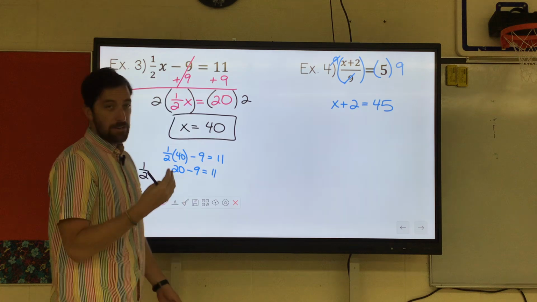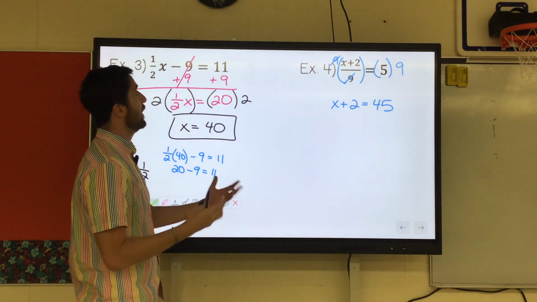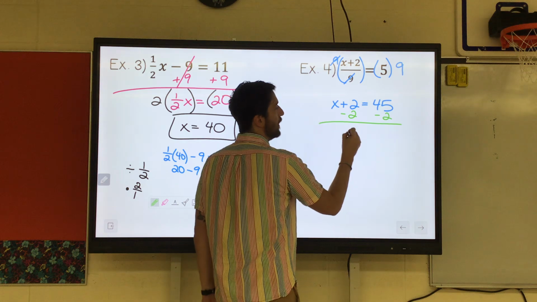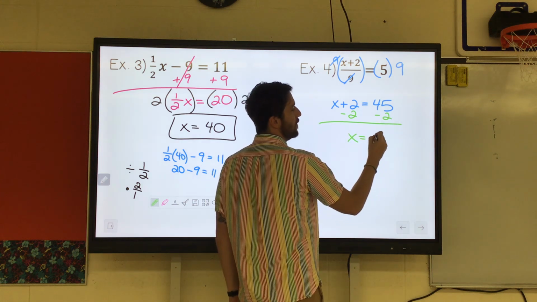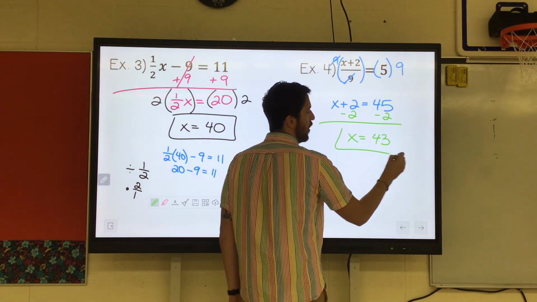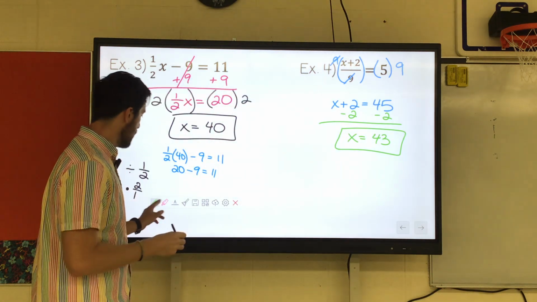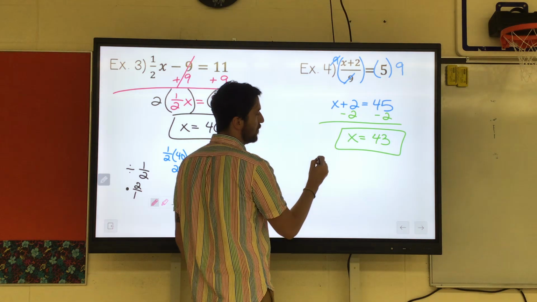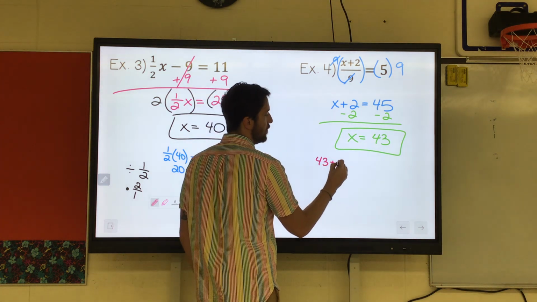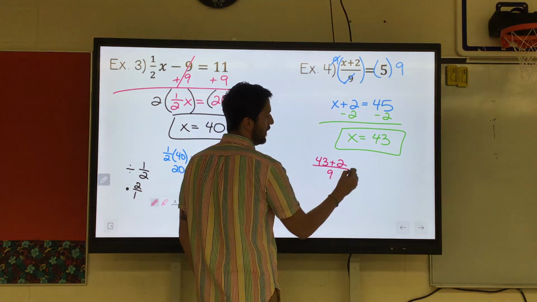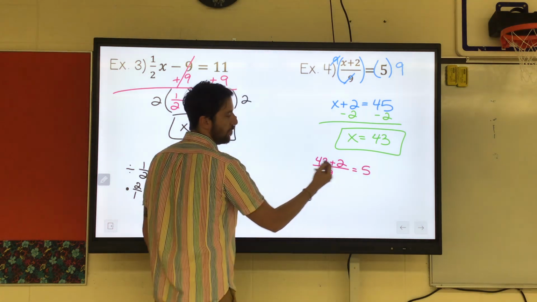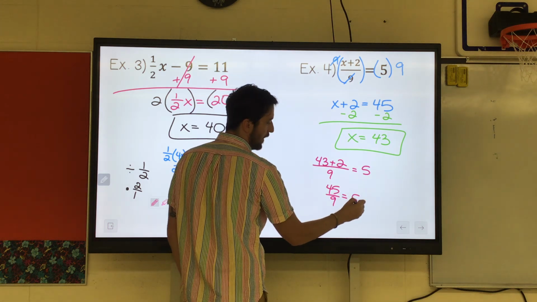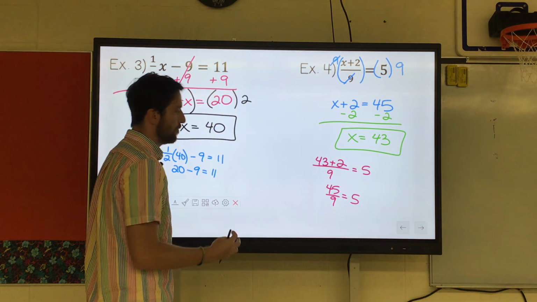Great. Now I see x plus 2. We have to cancel out the plus 2 by subtracting 2. x equals 45 minus 2, 43. Oh yeah, and we're having fun. Now if we substitute 43 in the original, that would be 43 plus 2 divided by 9 equals 5. 43 plus 2 is 45, and 45 divided by 9 is in fact 5.